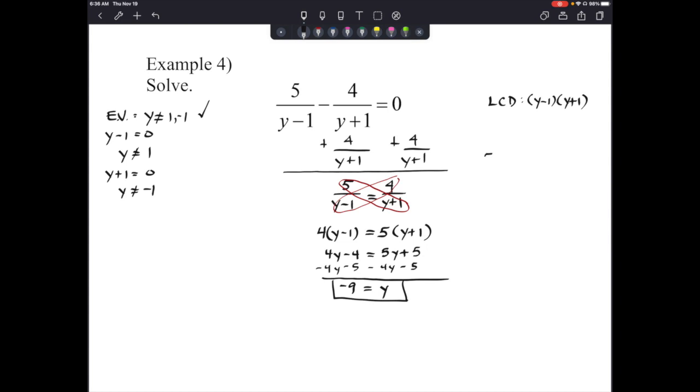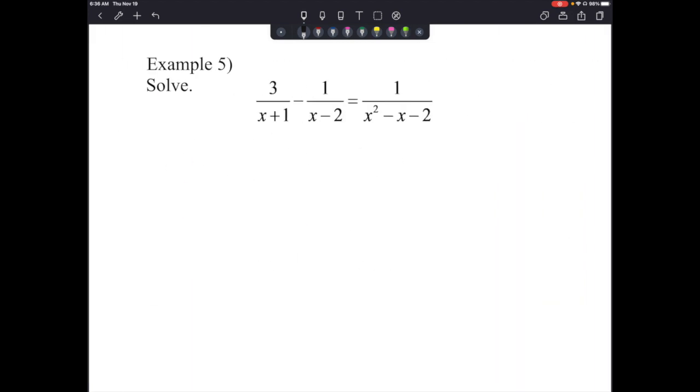All right, let's just do 5 over negative 9 minus 1 minus 4 over negative 9 plus 1. That should equal 0. So this is 5 over negative 10, which is negative 1/2. This side we have minus 4 over, what is that, negative 8, which is a negative 1/2 as well. And negative 1/2 minus a negative 1/2 would give us 0. 0 equals 0. Okay, so we know we're right. y equals negative 9.